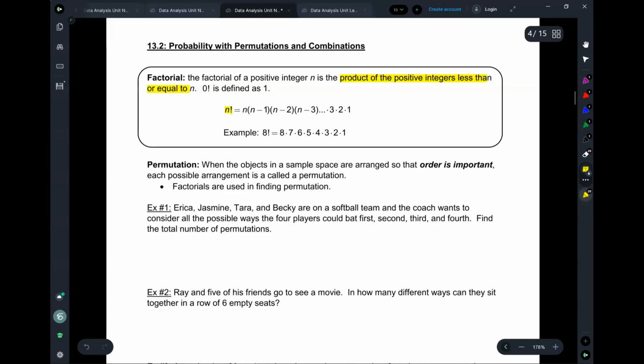A real example would be if you have 8 factorial, right? Whatever the number is, 8, you start with that number and then you multiply all of the integers from that down to 1. 8 times 7 times 6 times 5 times 4 times 3 times 2 times 1. So if it's 1,000 factorial, it's 1,000 times 999 times 998 times 997, all the way down to 3 times 2 times 1. Okay?